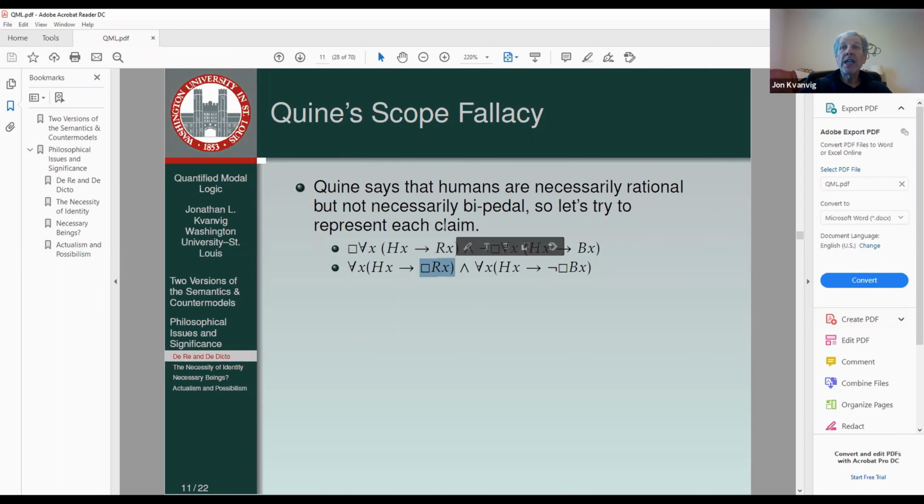And it's very easy to hear a sentence in ordinary English, such as humans are necessarily rational. It's very easy to hear that sentence as coming out true, but you have to be careful which of the 2 readings you're relying on when you're constructing arguments from them. That is probably the most famous modal fallacy in all of the history of philosophy and modal reasoning.